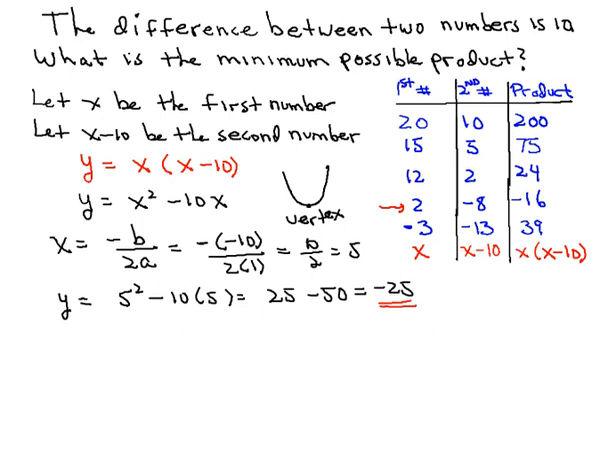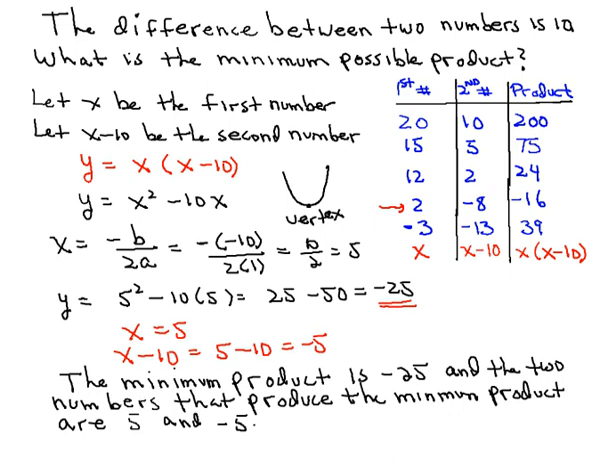Now what two numbers actually produce that minimum product? Well, we know that the x-coordinate gives us the first number, which is 5. So if x is equal to 5, then x minus 10 will be equal to 5 minus 10, or negative 5. So what we'll do then is to end up by writing a sentence answering the question that was posed. So we state then that the minimum product is negative 25, and the two numbers that produce the minimum product are 5 and negative 5.